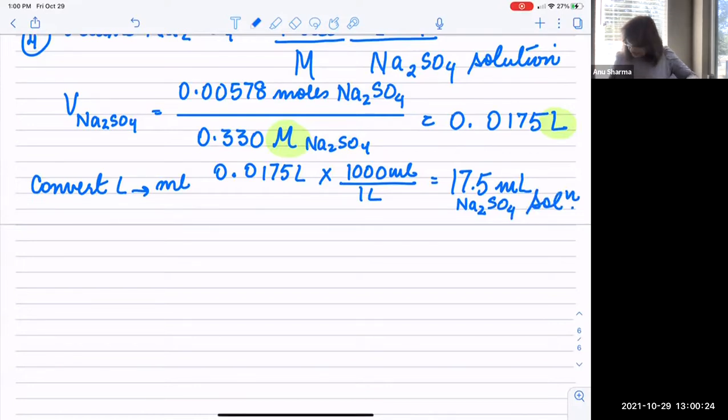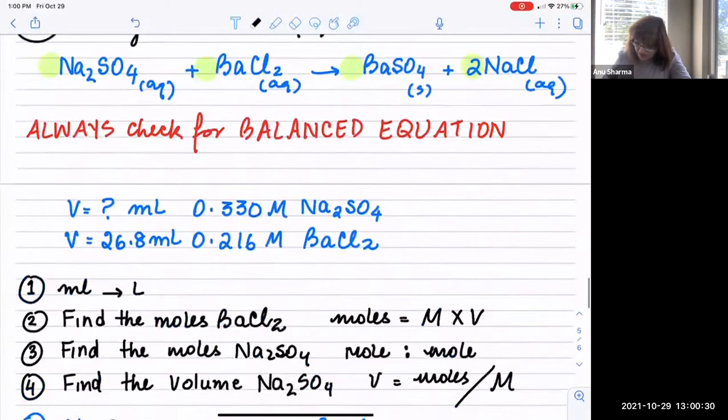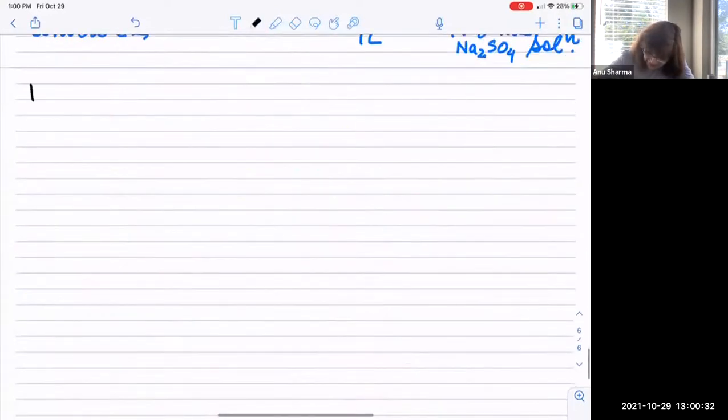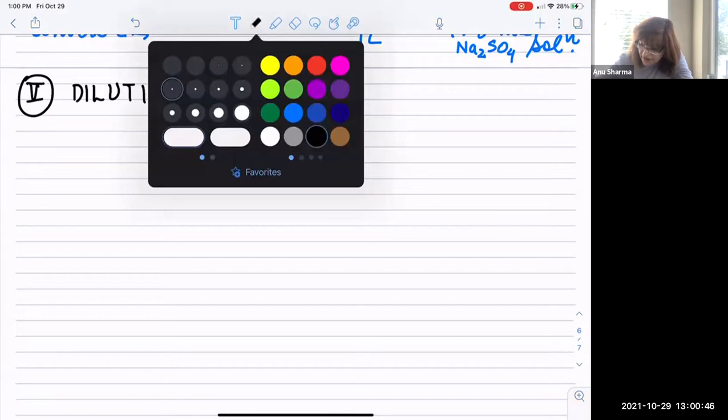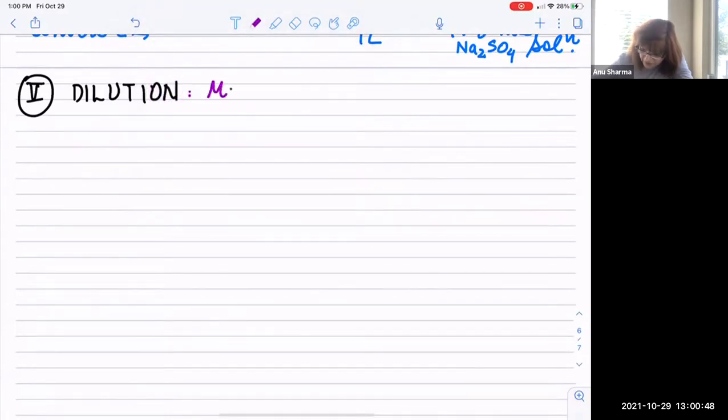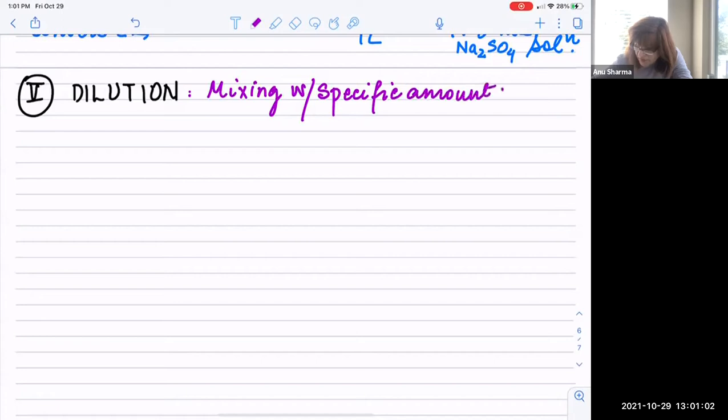Now, next we are going to look at the concept of dilution. So this one was 4, 5. Next is the concept of dilution. Now, what is dilution? Dilution is adding water. Dilution is not a chemical reaction. It is just a physical change, just mixing with a very specific amount of water.